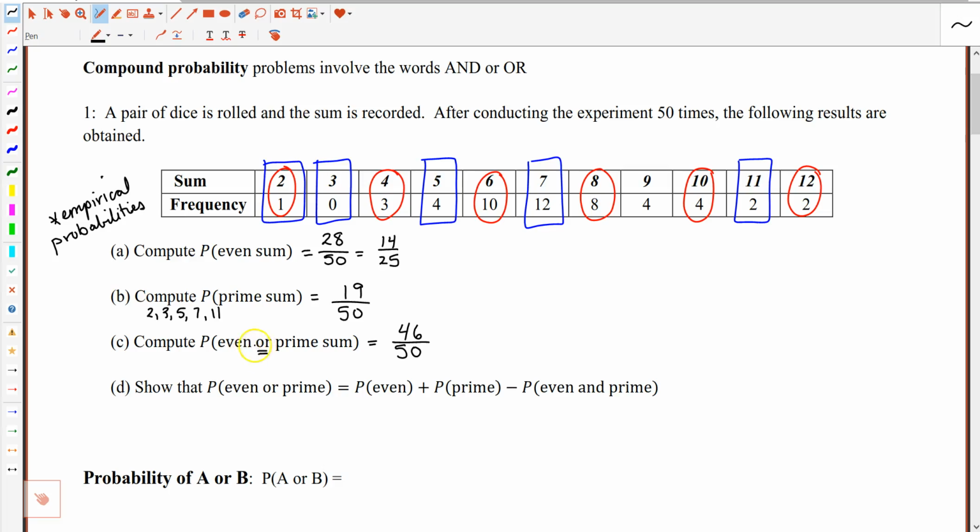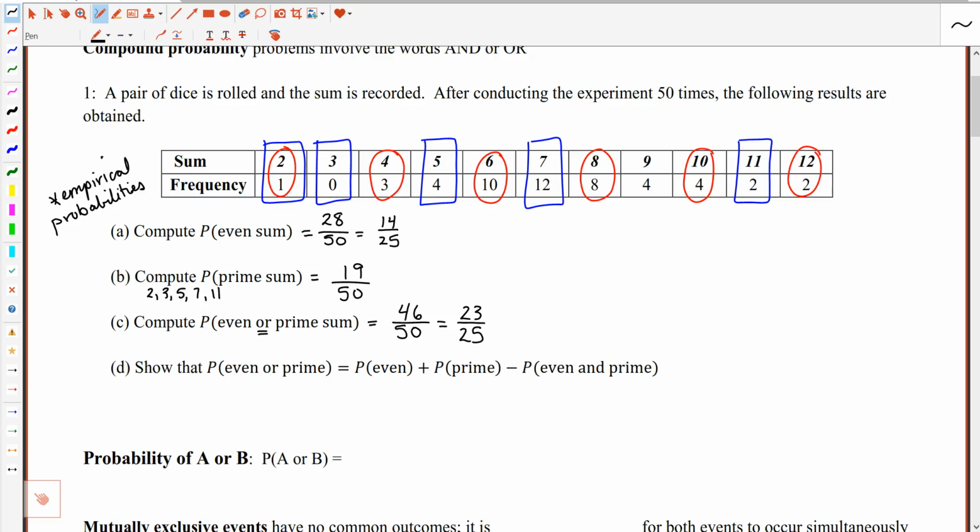Was the frequency of any sums that were either even or prime out of the 50 possible rolls. So then this could be simplified to 23 out of 25, both of those divisible by 2. Alright, so this is leading us to a formula for how we compute probabilities using the word "or".